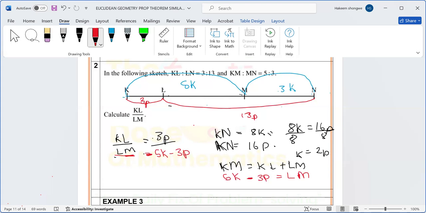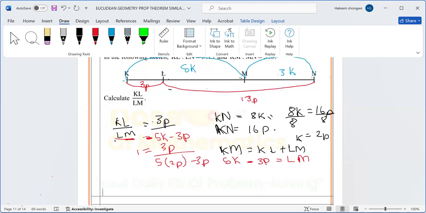We can simply calculate LM. We know that K represents 2P. So we're going to say we have 3P all over 5 multiplied by 2P minus 3P. What is important is that we need a strategy for how we approach this, and be consistent with it. So we have 3P all over 10P minus 3P, which is 7P. P and P cancel, so we have 3 over 7.